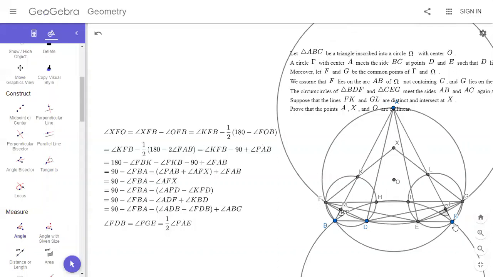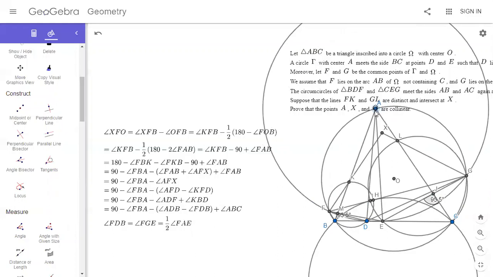That's 93, and that's also 93. Yeah, I think if we can show those are always the same, then that would solve the problem. Yeah, okay.